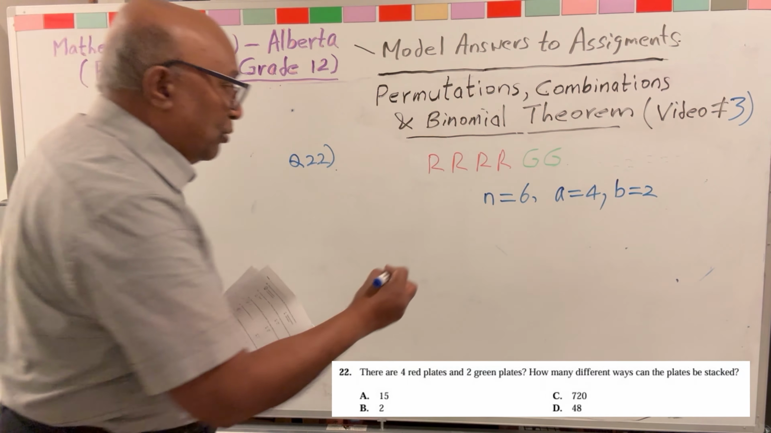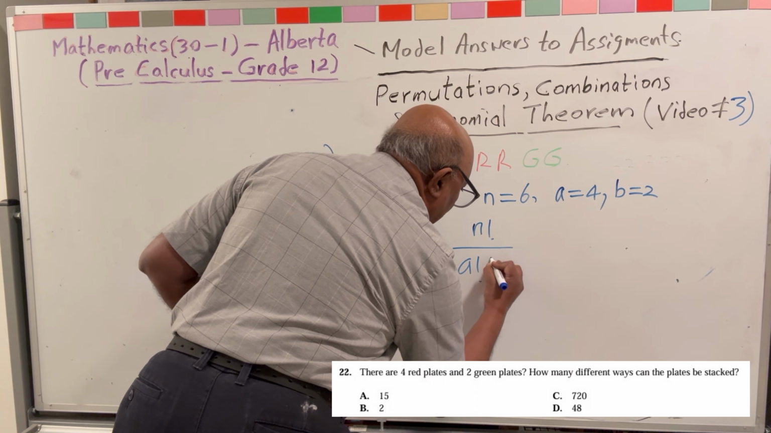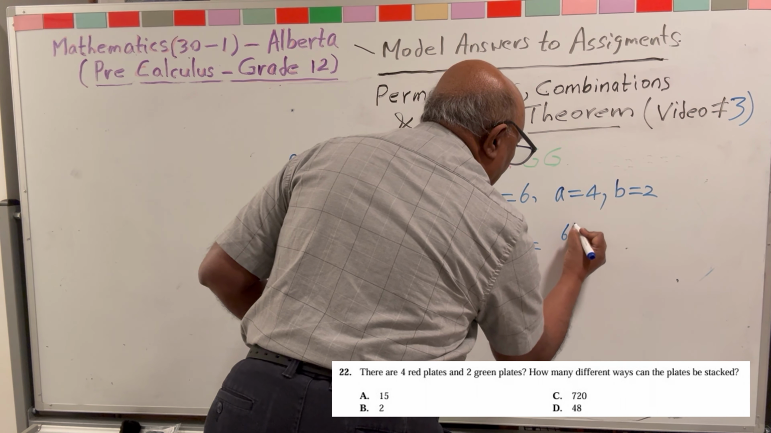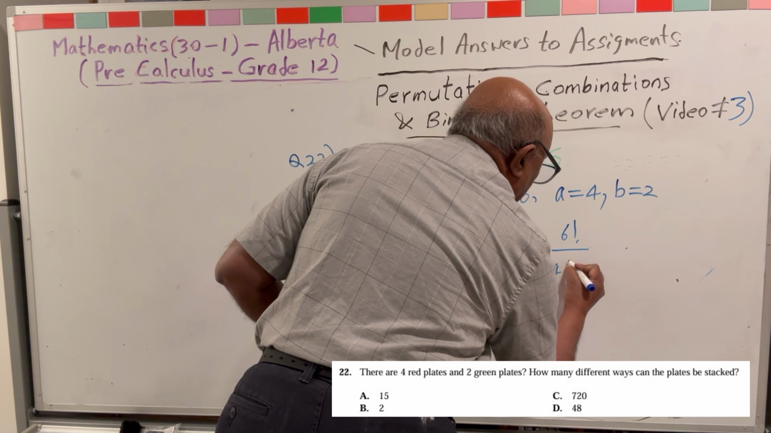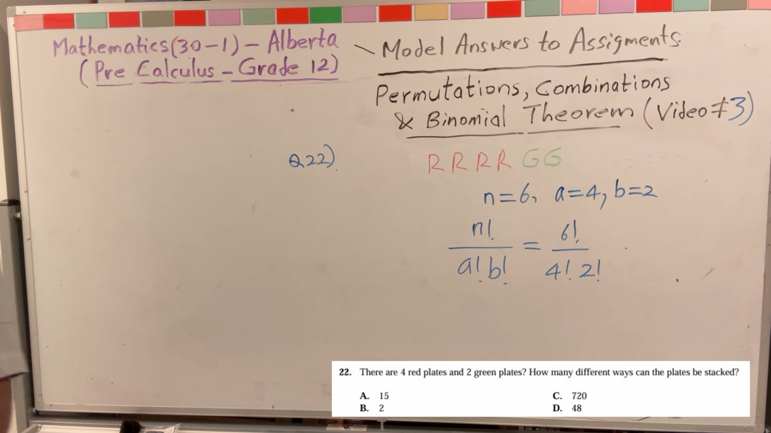Now let's apply this formula: factorial N upon factorial A factorial B. Now let's input this value: factorial 6 upon factorial 4 factorial 2. Yes, you can simplify this at your convenience.